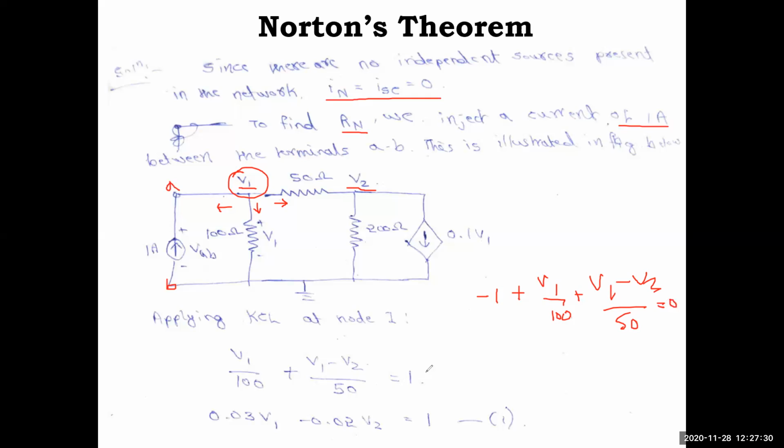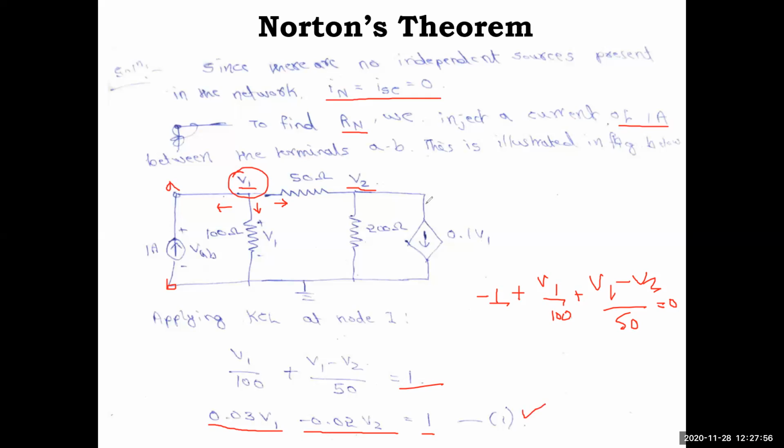I have written it straight away. V1 by 100 plus V1 minus V2 by 50, and taking the 1 to the right side it becomes plus. Now group the V1 terms, V1 by 100 and V1 by 50. Take that in the calculator, it will come 0.03 V1, and then minus 1 by 50 V2, which is minus 0.02 V2, equal to 1. Make it equation number 1. Using the calculator we will solve that.